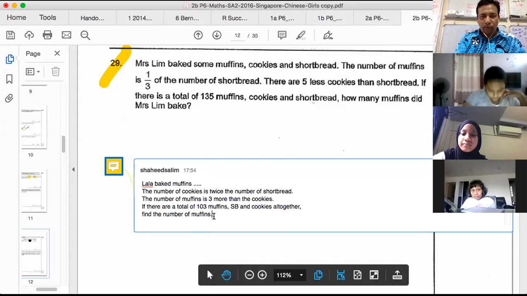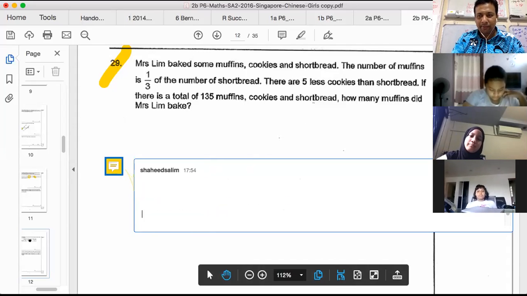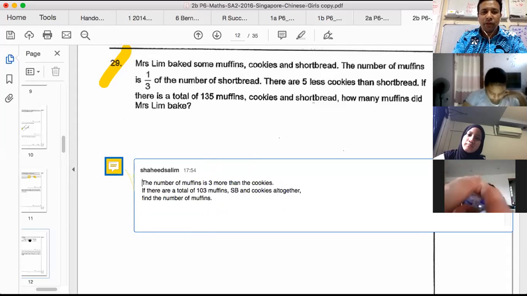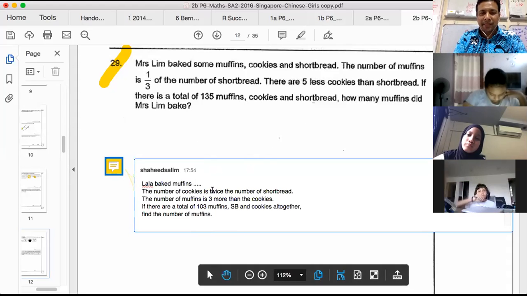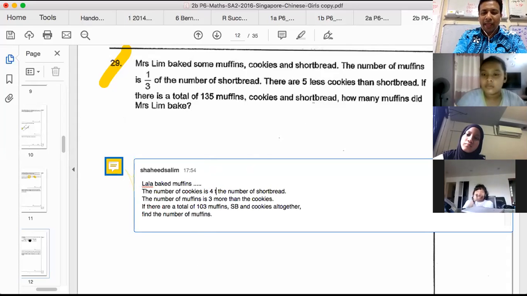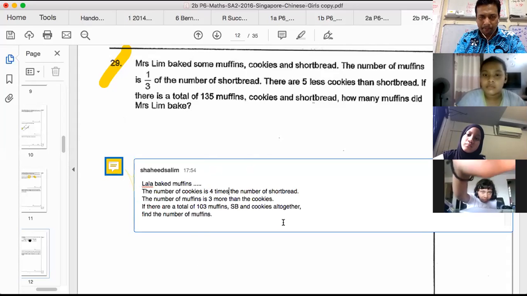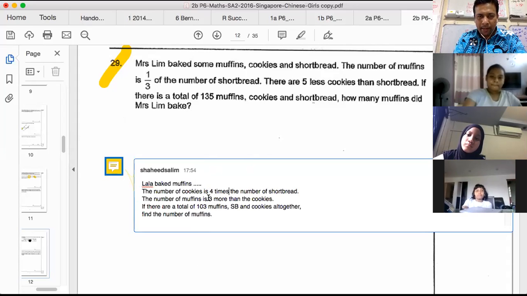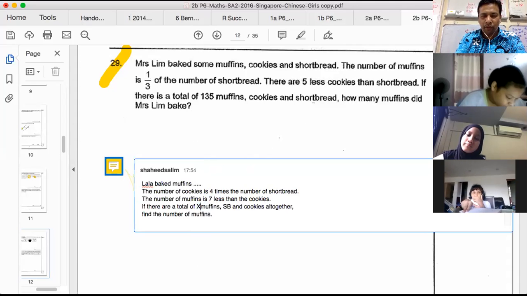I'm now going to give you another question. Same thing, we're going to change this question. Lala baked some muffins. The number of cookies is 4 times the number of shortbread. And the number of muffins is 7 less than the cookies. I'm going to give you the number. You can draw the model first. I will just calculate the cookies.